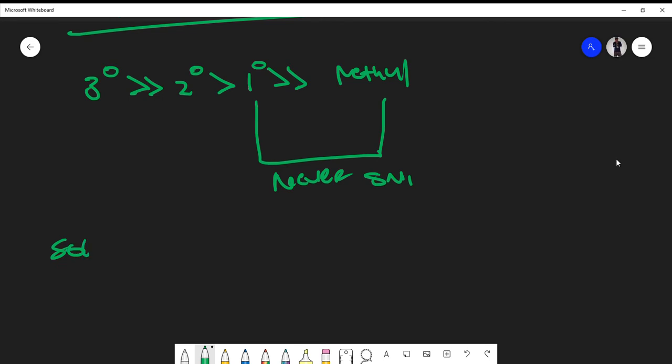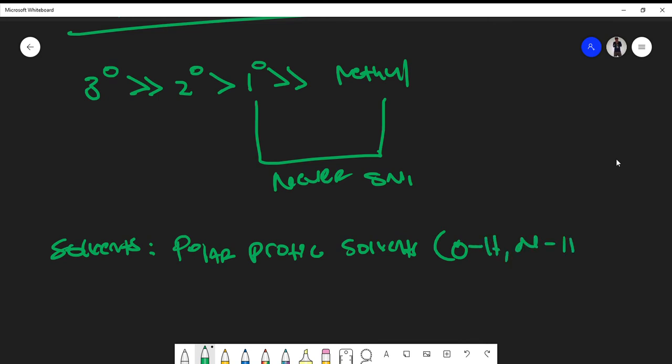The solvents for SN1 reactions: remember we said that for SN2 reactions we use polar aprotic solvents. For SN1 reactions it's the opposite, so we use what we call polar protic solvents. Alright, so these are solvents that have some sort of hydrogen attached, like NH or OH compounds.